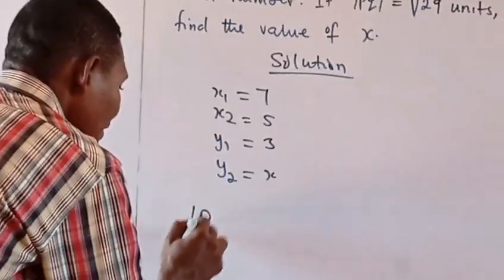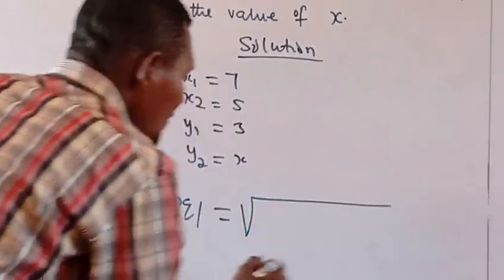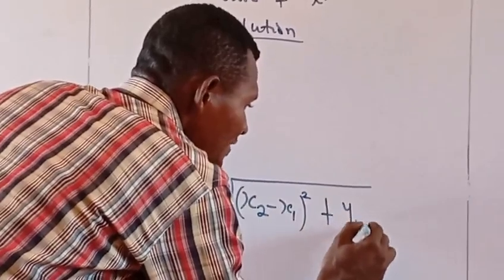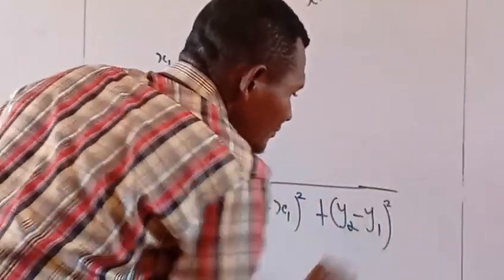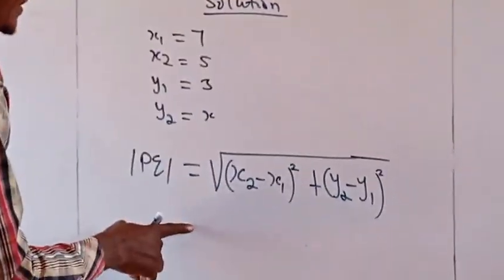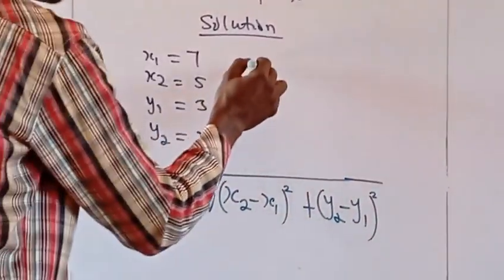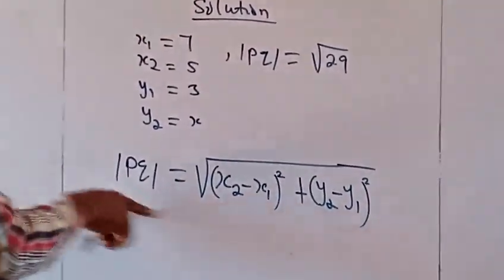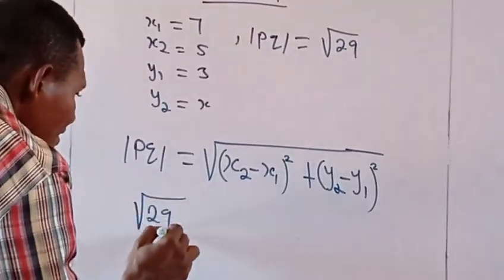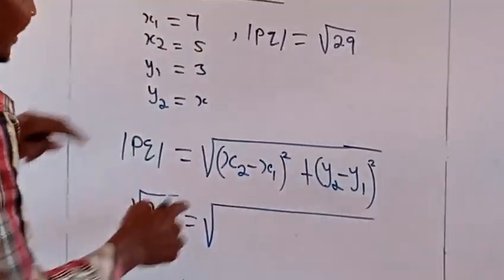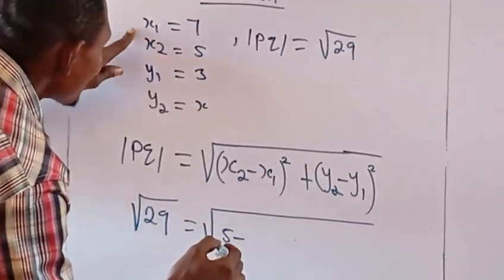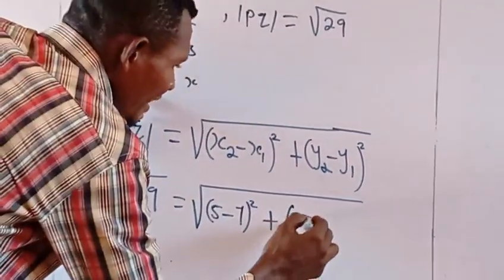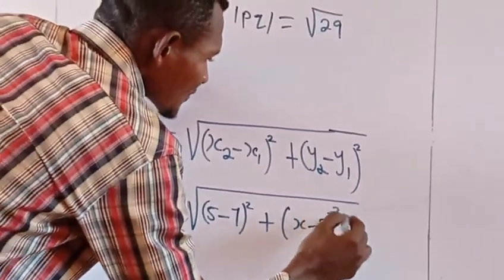So we have the formula as line PQ is equal to the square root of (x2 minus x1) all squared plus (y2 minus y1) all squared. So that is the formula. Now, to substitute the values into this equation, line PQ is given to us as the square root of 29. So the square root of 29 is equal to the square root of (5 minus 7) all squared plus (x minus 3) all squared.